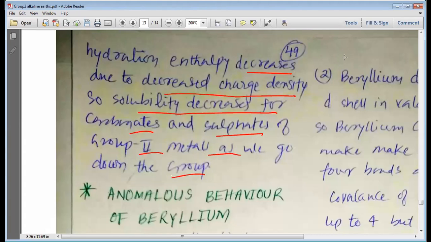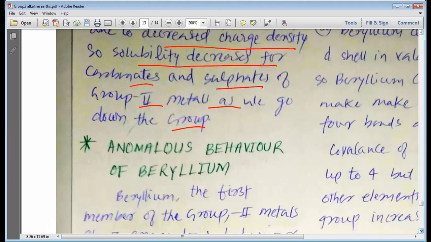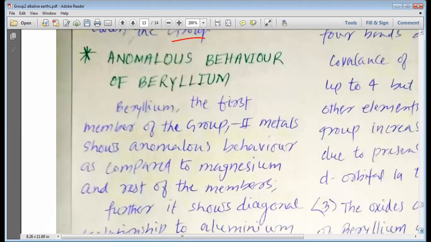Please remember, my dear students, that hydroxide ions are comparatively smaller than the sulfate and carbonate ions, and that is why going down the group, the solubility of hydroxide increases while the solubility of sulfates and carbonates of group 2 elements decreases down the group.